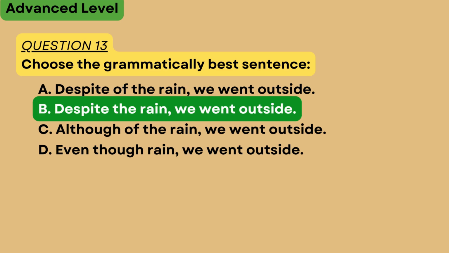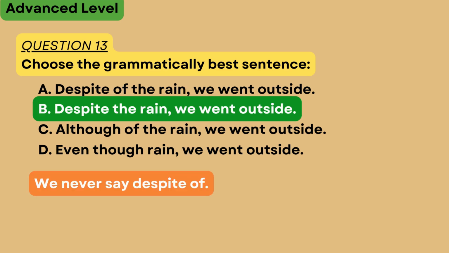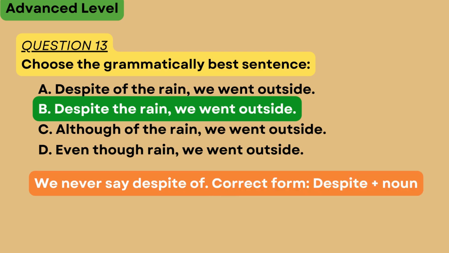It's option B. Despite the rain, we went outside. We never say despite of. The correct form of the sentence is despite plus noun.